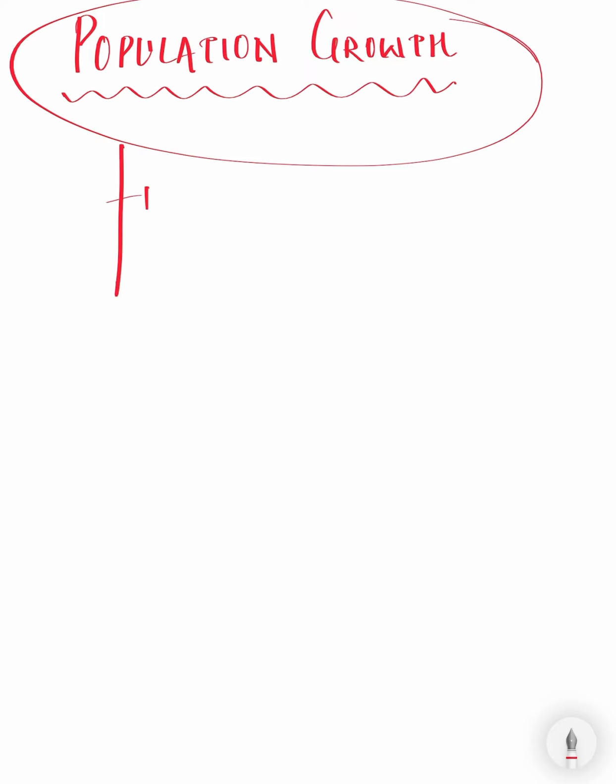Hello everyone, today we'll talk about the growth of the population. So the population growth actually depends upon certain parameters. It depends upon the quantity of food which is available in the environment, the pressure from the predator, and last but not the least, the weather conditions. So these are the factors on which the growth of population depends.